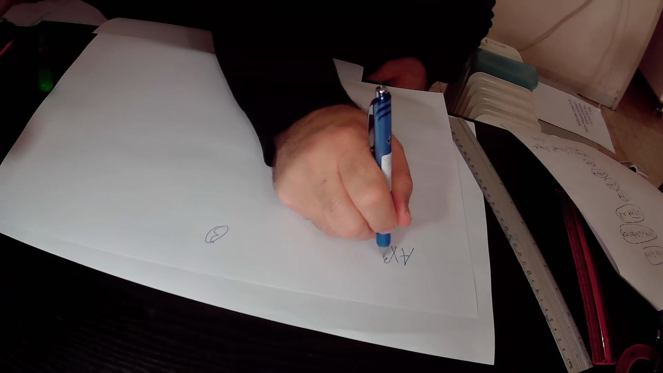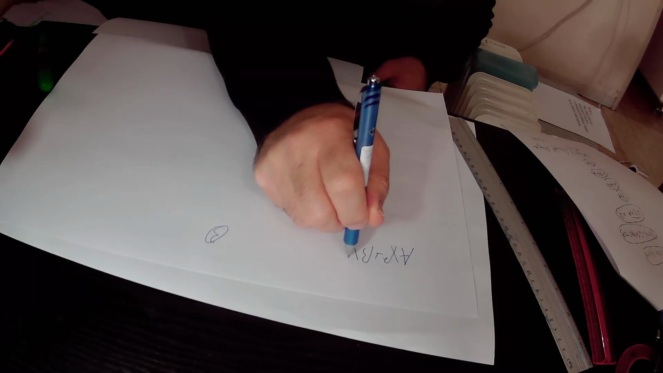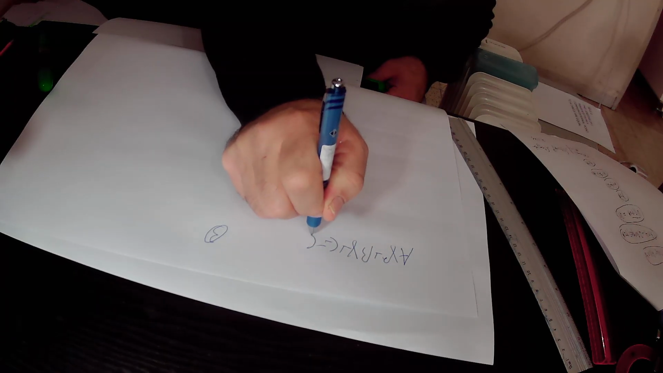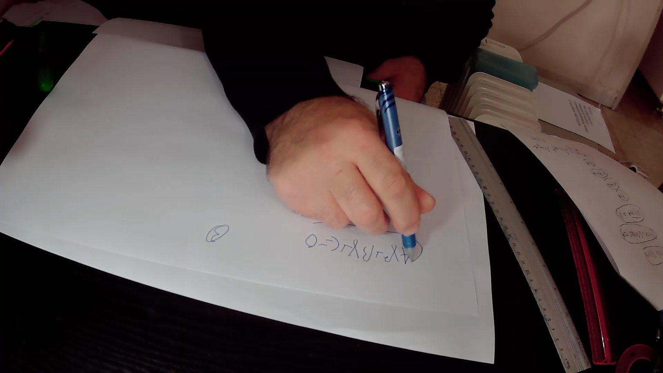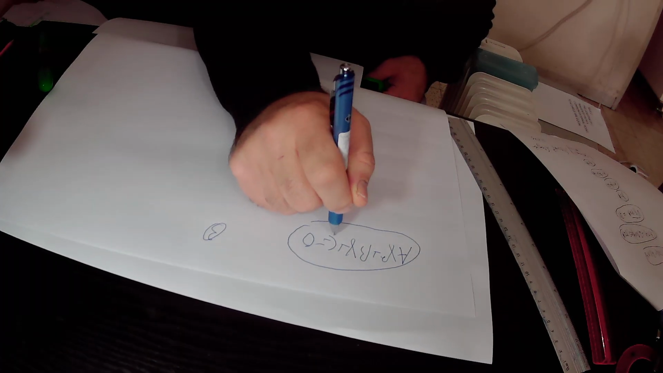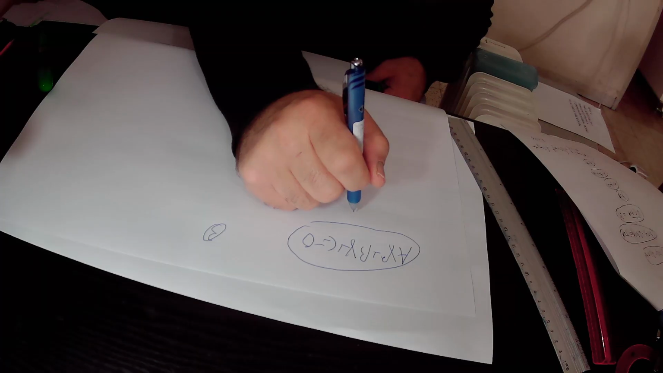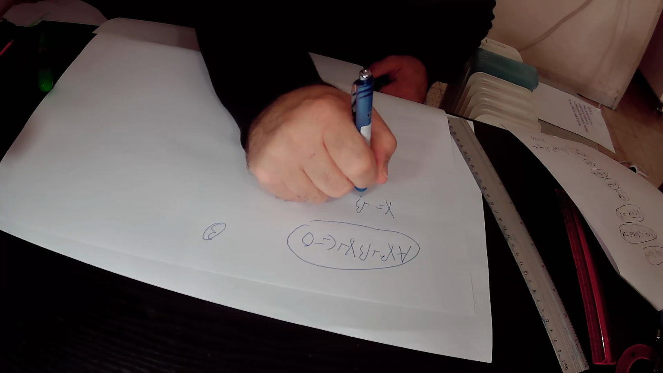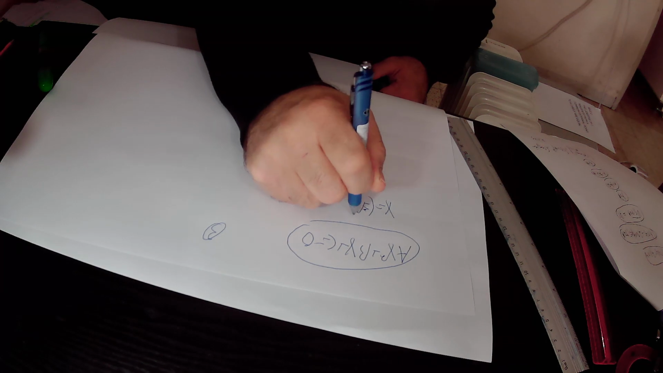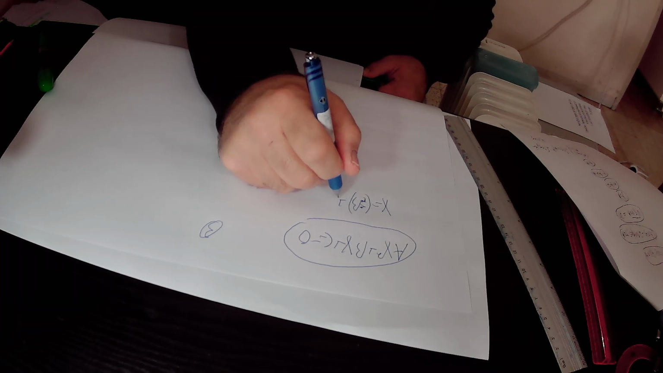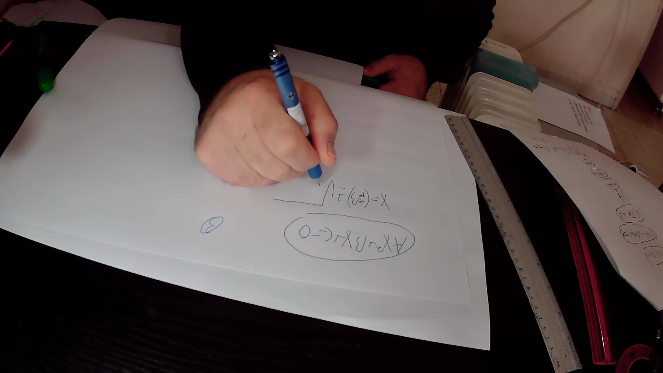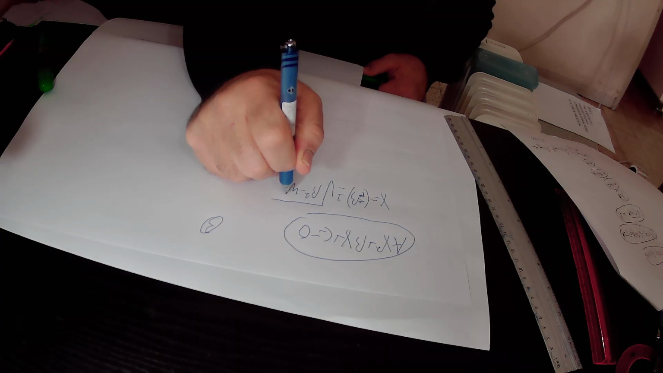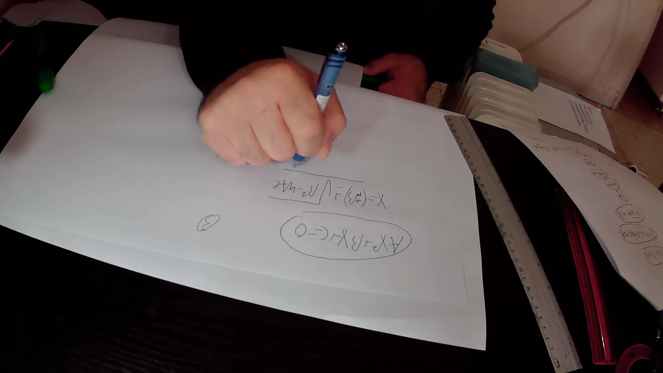Ax squared plus bx plus c equals 0. This is the general formula, where a, b, and c are the coefficients of this quadratic equation, and x is the variable that we are looking for. We'll find the value of x according to the following formula: x equals minus b plus or minus the square root of b squared minus 4 times a times c, over 2a.